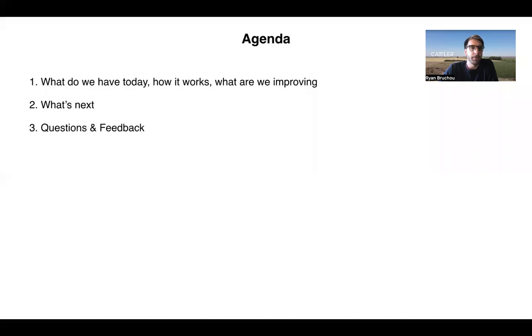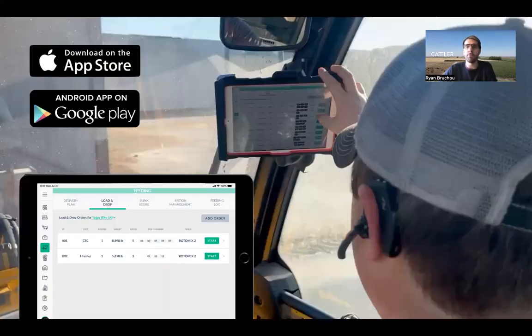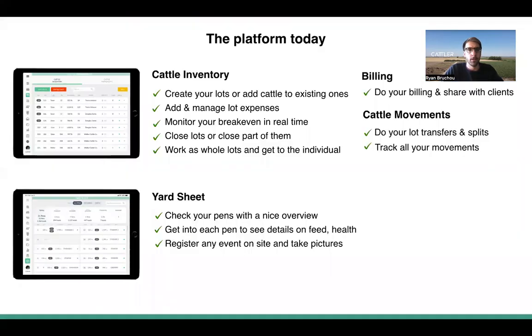So the idea, as I said, is what do we have today, how it works, and what we're improving, and then what's next, and then questions and feedback for the people that were there. Just as a reminder for everybody, Catler is available on both iOS and Android. That's something that we've worked really hard on to be able to offer it to everybody on the market on the two main operational devices.